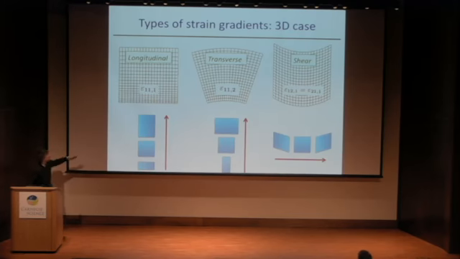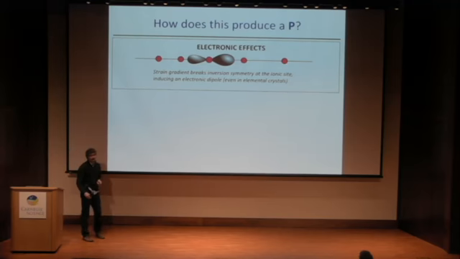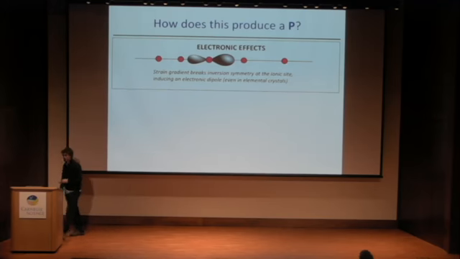So these are the only 3 components we need to worry about for the simplest class of material, which is, for example, cubic strontium titanate, which I'll be calculating later. So how does all this produce a polarization?